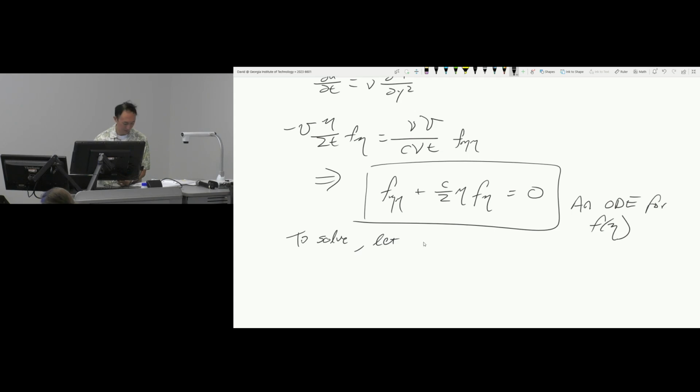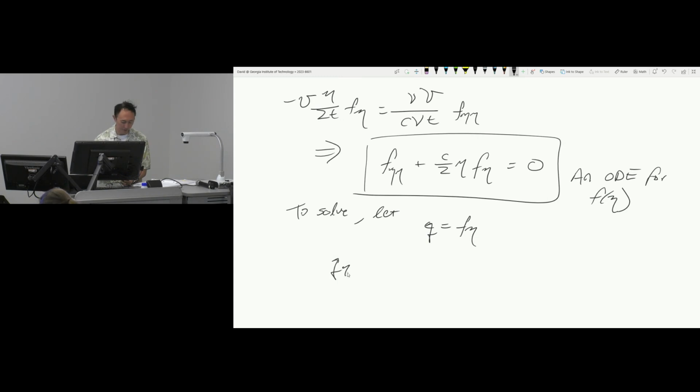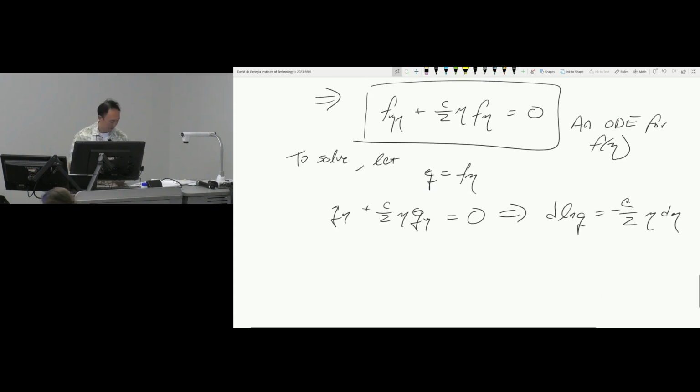Let Q be equal to f prime of eta, and that means this becomes Q prime of eta plus c over 2 eta Q of eta equals 0. I can write that as the derivative of the log of Q equal to negative c over 2 eta d eta. And that means Q is equal to A e to the negative c over 4 eta squared.